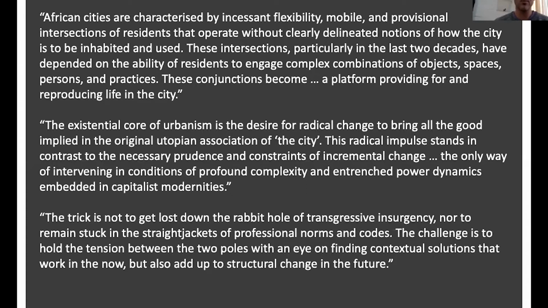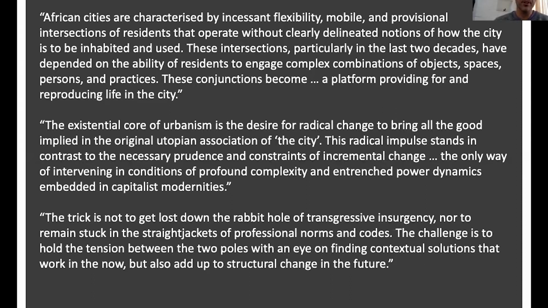Pieterse continues and describes urbanism and the existential core thereof as the desire for radical change to bring all the good implied in the original utopian association of the city or the urban. He states that this radical impulse stands in contrast to the necessary prudence and constraints of incremental change, and that incremental change is the only way of intervening in conditions of profound complexity and entrenched power dynamics. Operating in the context of the urban as an architect, I understand this idea of incremental change very well, changing the city one building at a time.